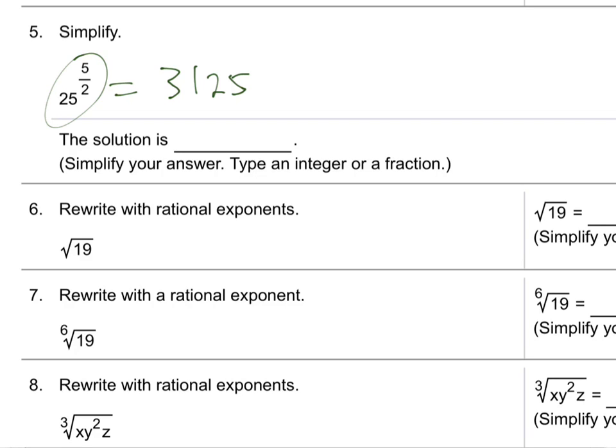Now, coming on down to number 6, which has a square root of 19. They want me to, let's skip it. Let's go down to number 7, and we'll come back to 6. I'll show you why in a minute.